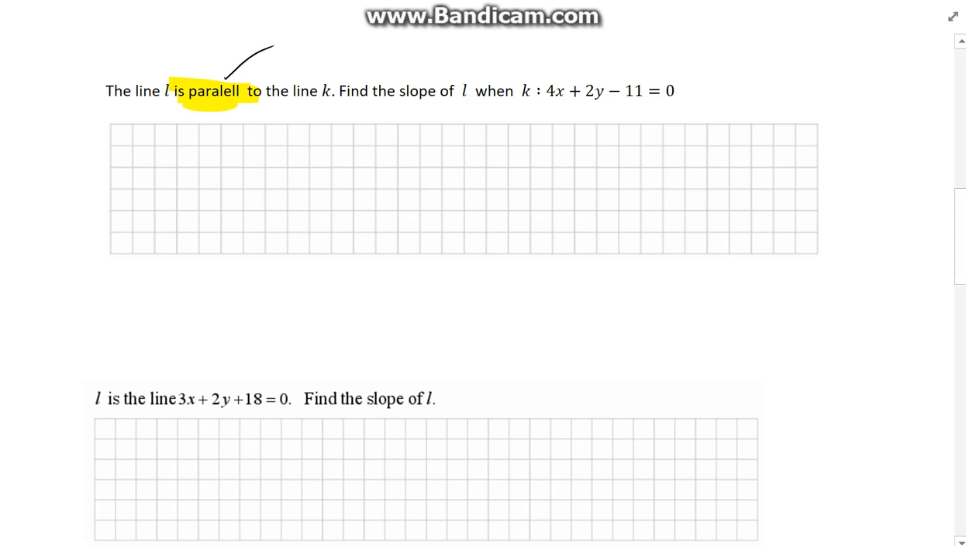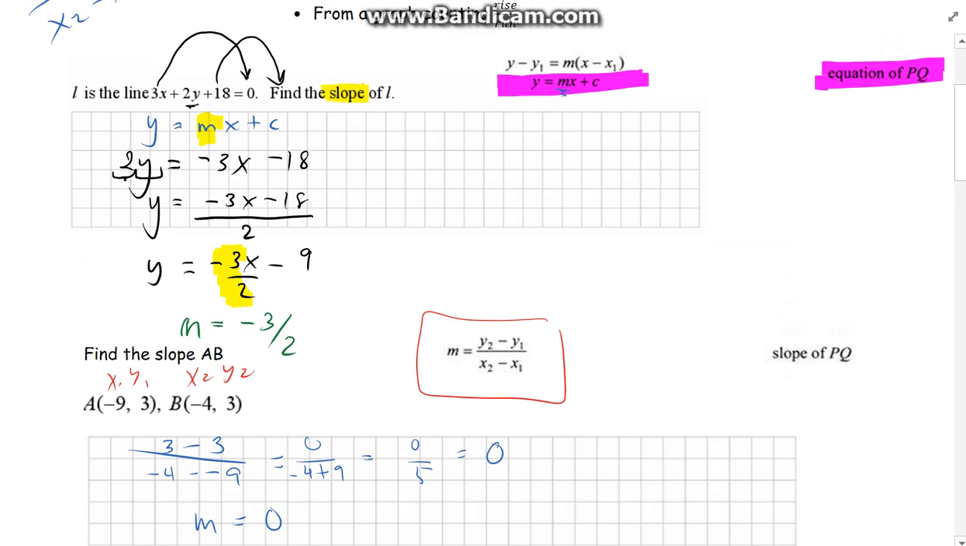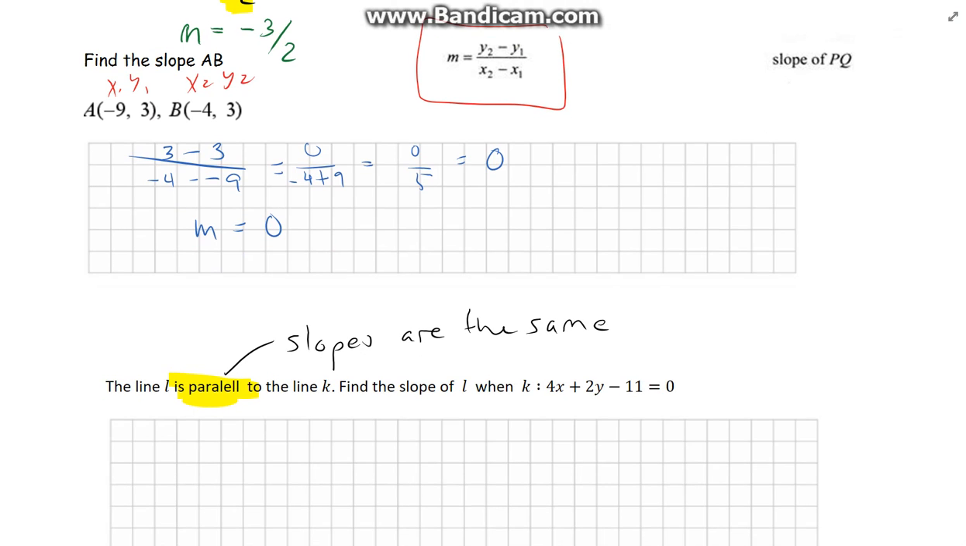Parallel slopes are the same. So if they talked about the first question here, about L, and asked for a parallel slope, it would also be minus 3 over 2. If they talked about question 2, a parallel slope to this would also be 0.